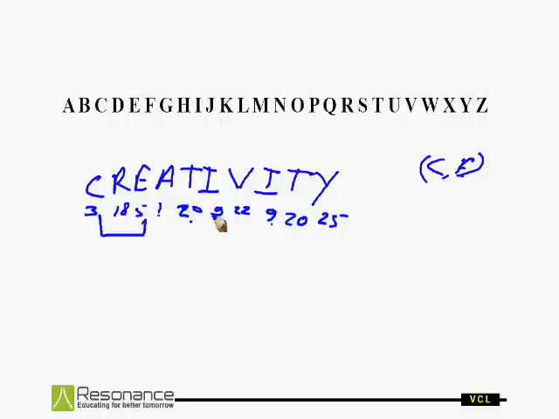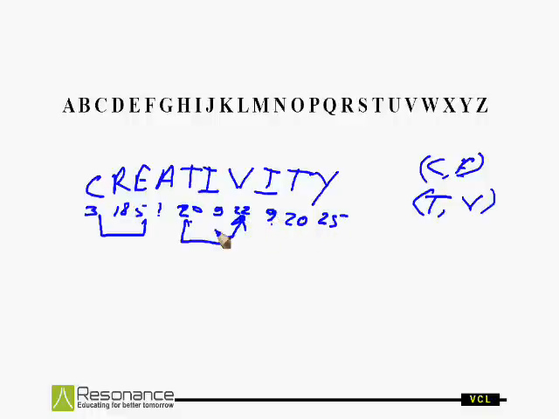Next start with 20, 21, 22. So the next pair is T and V, because T is at 20th position, V is at 22nd position, and I is there between them. So the next pair is T and V.